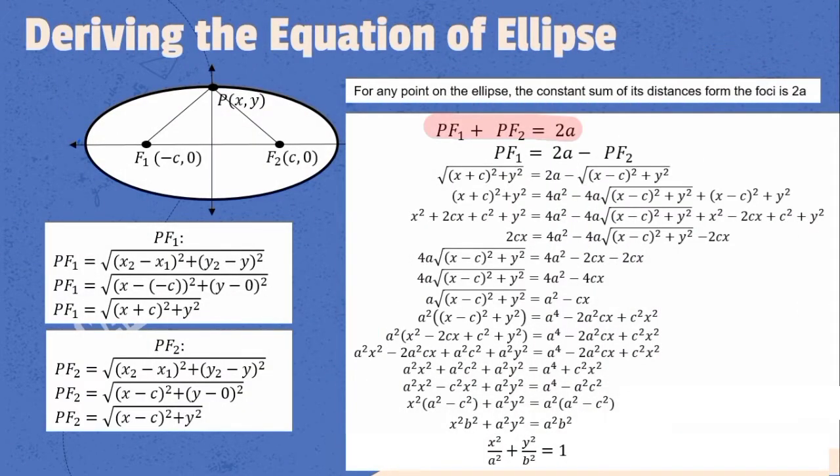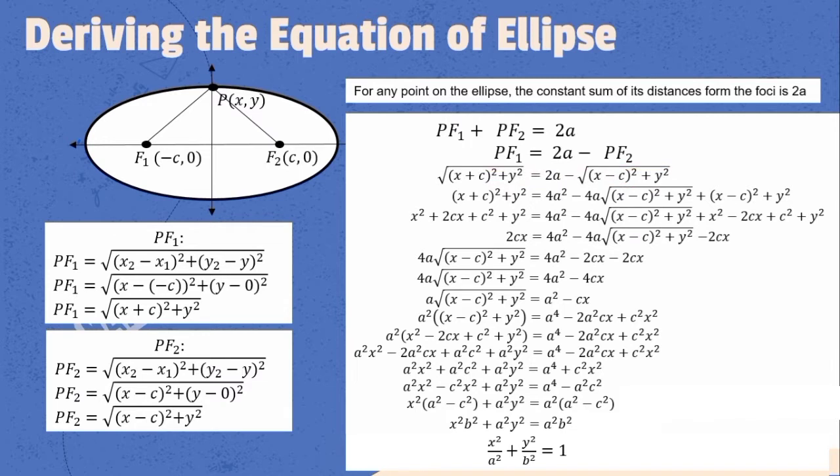We have here line segment PF sub 1 plus line segment PF sub 2 is equal to 2a. Since both line segments are radicals, we will first transpose the second line segment to the other side, making it negative. Let us now substitute the values. The first line segment is equal to the square root of quantity x plus c squared plus y squared. 2a will simply be copied, while the other line segment is the square root of quantity x minus c squared plus y squared.